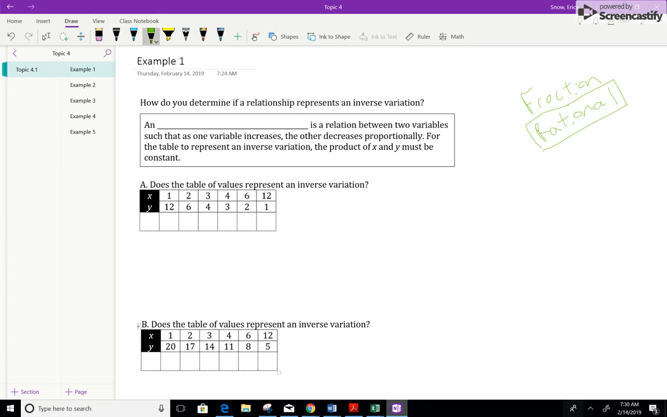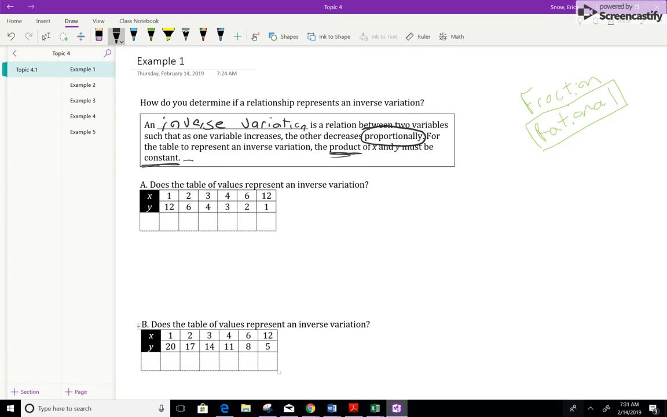So let's start first by talking about some definitions. You'll notice that the title of 4.1 is inverse variation. We say that an inverse variation is a relation between two variables such that as one increases, the other decreases proportionally. We're going to talk about what that looks like as a function in a minute. For a table to represent an inverse variation, the product of x and y must be constant.